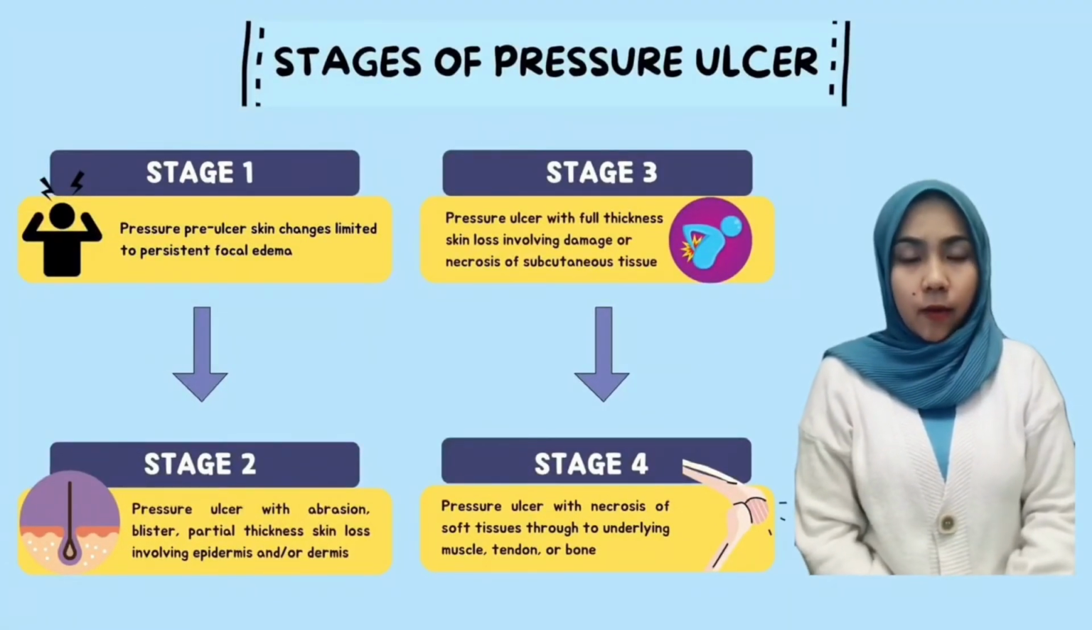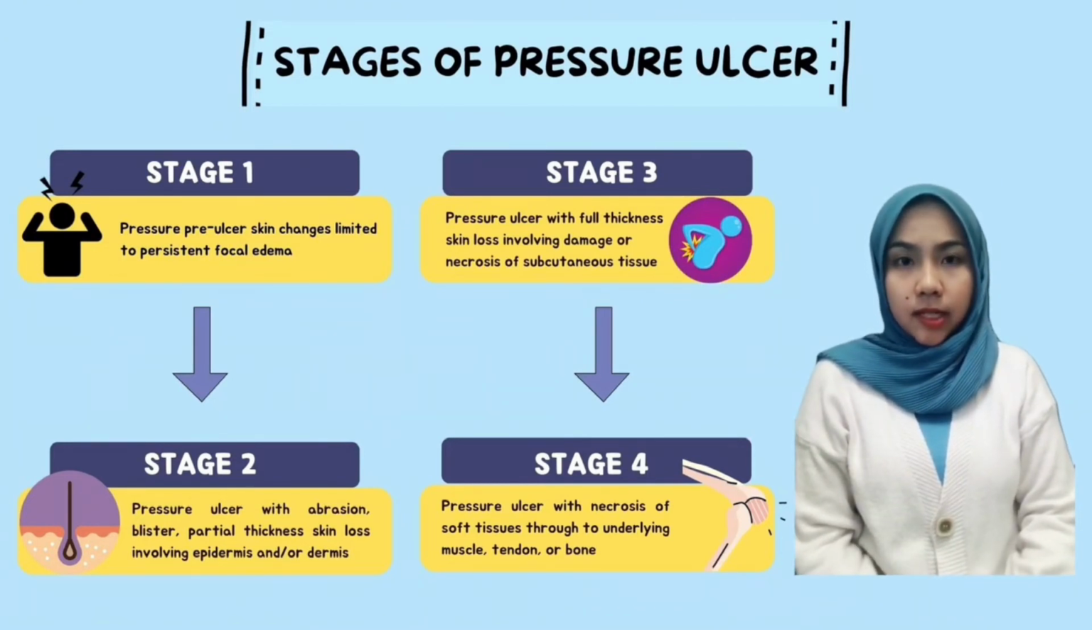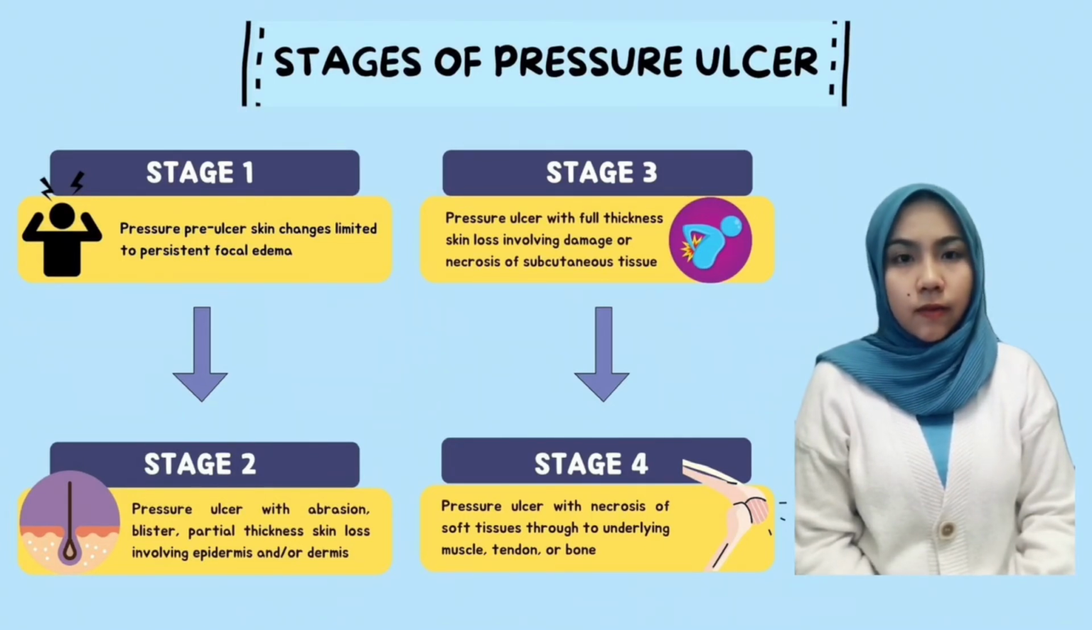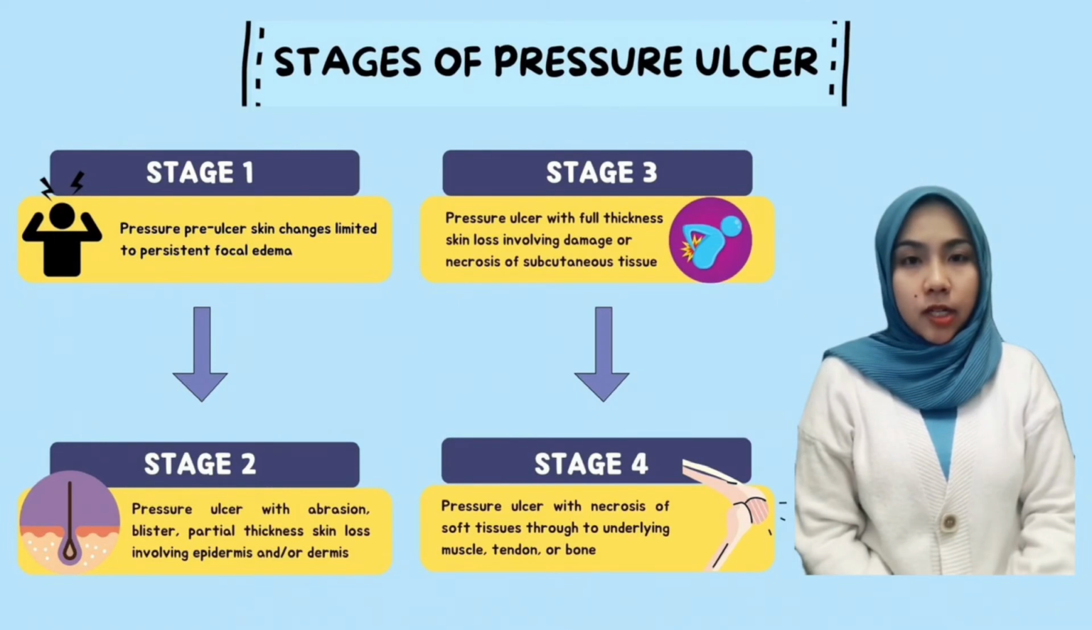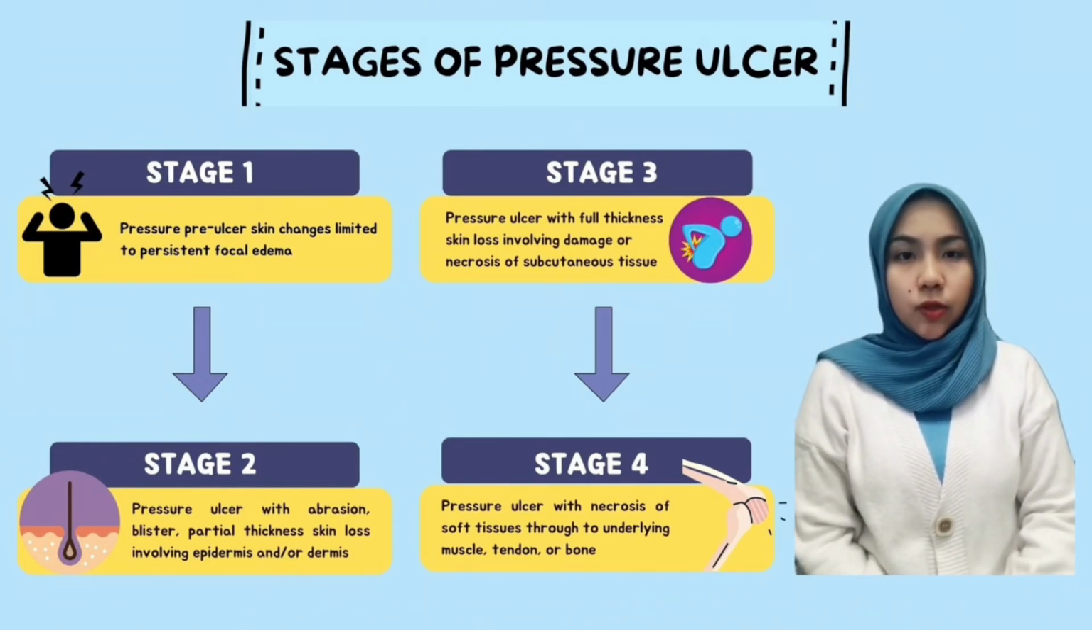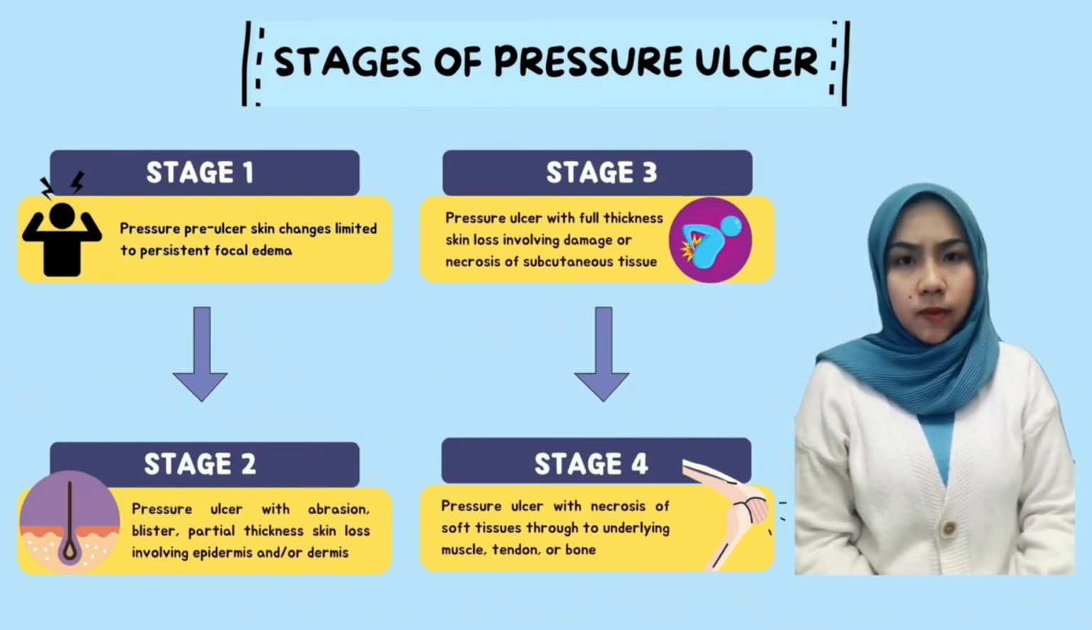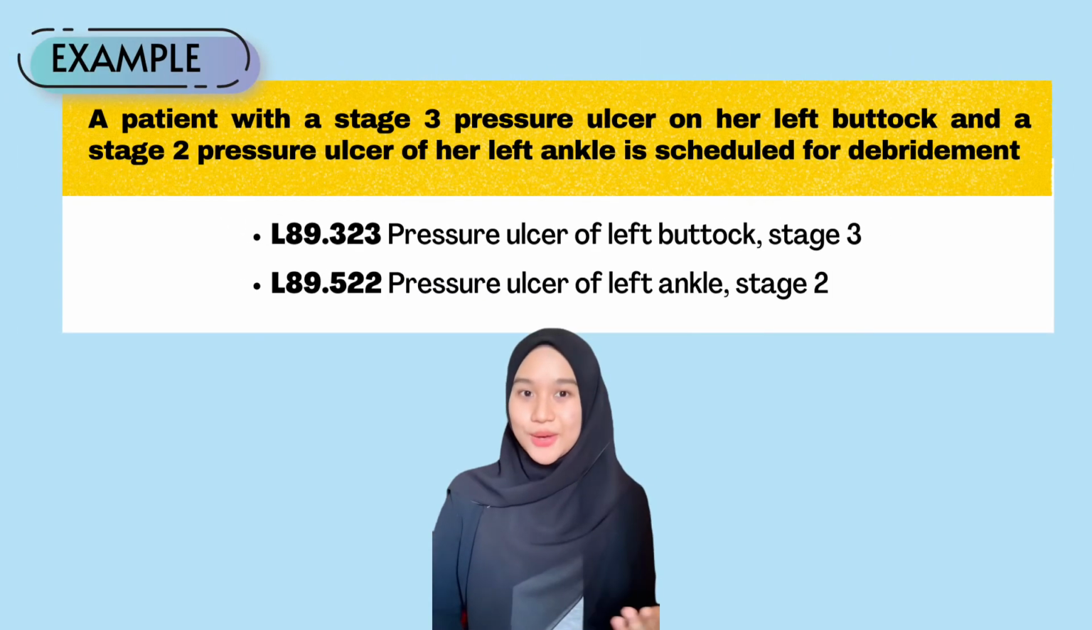Next, there are 4 stages of pressure ulcer, which are: pressure pre-ulcer skin changes limited to persistent focal edema; pressure ulcer with abrasion, blister, partial thickness skin loss involving epidermis or dermis; pressure ulcer with full thickness skin loss involving damage or necrosis of subcutaneous tissue; and the last one, pressure ulcer with necrosis of soft tissues through to underlying muscle, tendon or bone. So, the coder should always refer to the tabular list to assign the correct codes that describe the site and stage of pressure ulcers. Now, let's move to the case.